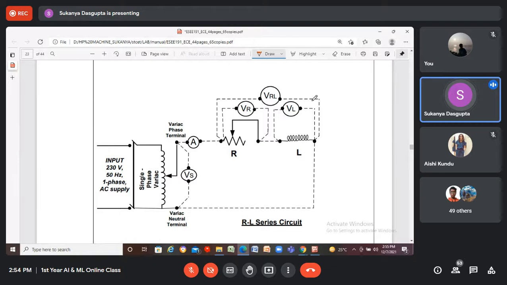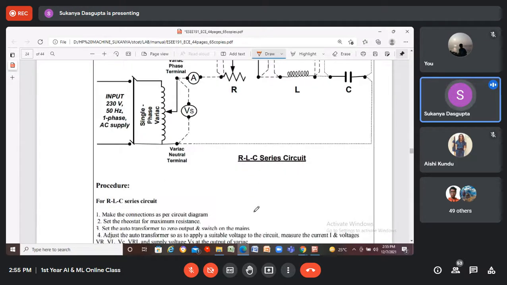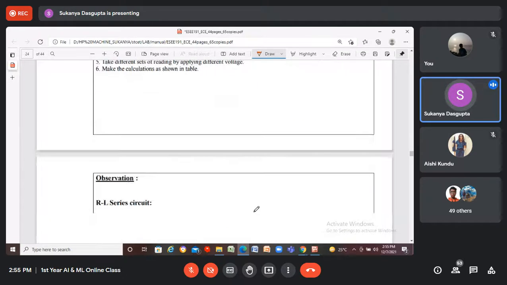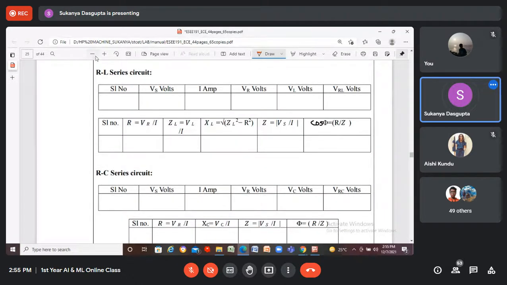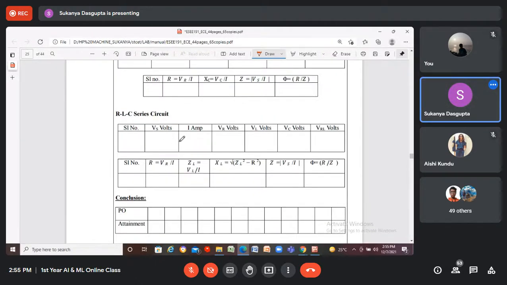After that, you will draw the circuits. I think in the classroom the circuit diagrams are already there. You will draw 3 circuit diagrams: one for RL series, one for RC series, one for RLC series. And below the circuit diagram, you will draw these data tables. Actually, 2 tables are required. In the first table, you will write down the voltage and current readings, and in the next table, you will calculate the parameters using these ampere and voltage values. So 2 tables for each circuit.